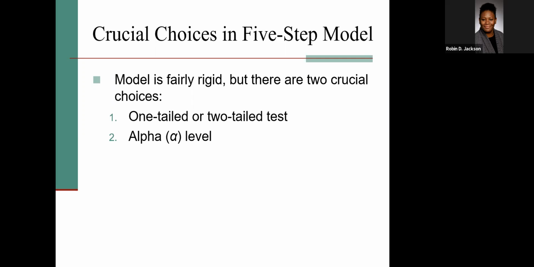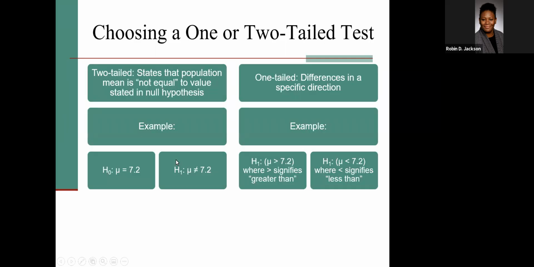The second thing that researchers have to think about is the alpha level, and what to set it at, how much risk they're willing to take. And then there's an additional concern that goes along with this that relates to something called type 1 and type 2 error. Okay, but first, again, this is choosing a one-tailed or two-tailed test.